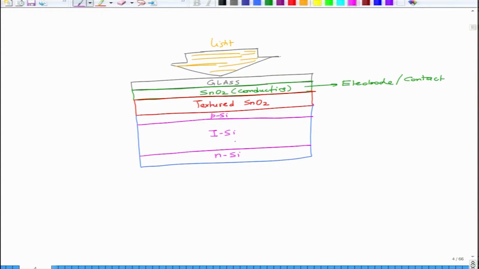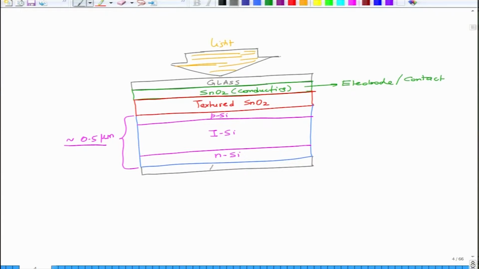So, we make a p-n junction, but in between we put an intrinsic silicon layer, like a wide depletion region. The p-n junction's job is to provide the built-in field, the band bending, because the moment you have p and n, Fermi levels have to align. As a result, you will have band bending. I silicon is the region where most of the light absorption and carrier generation takes place, and the whole thickness of this stack is about 0.5 micron.